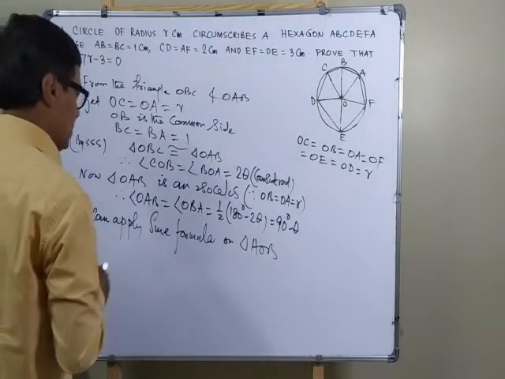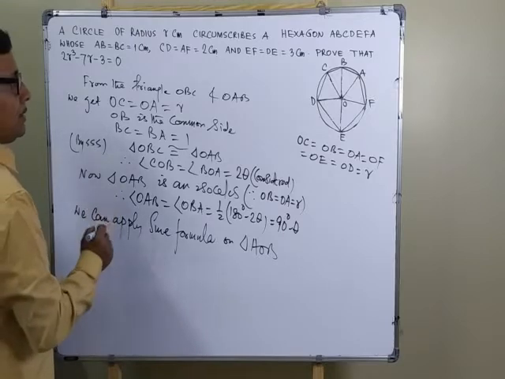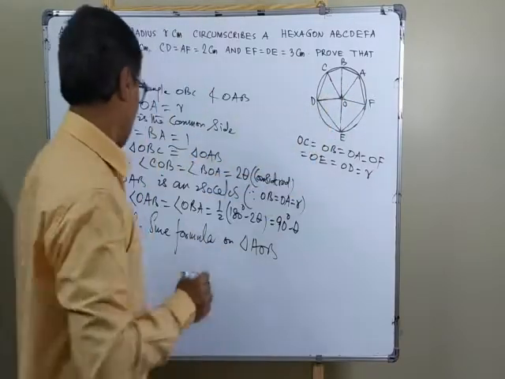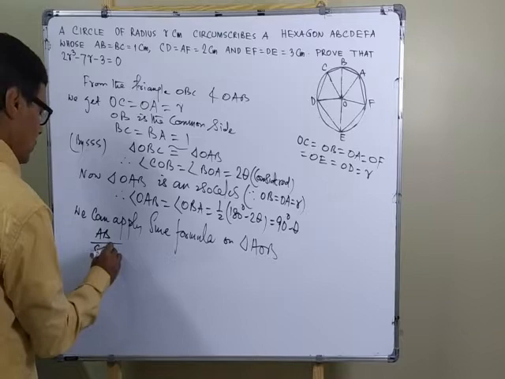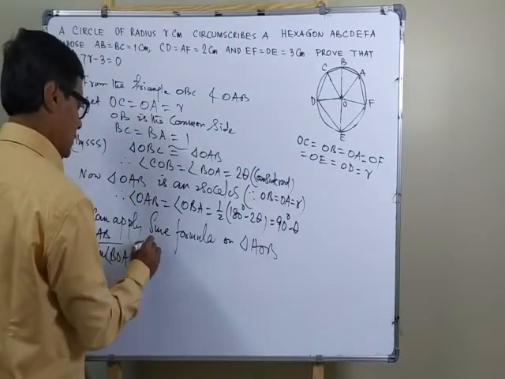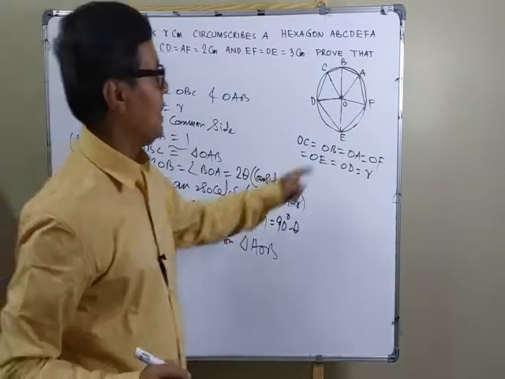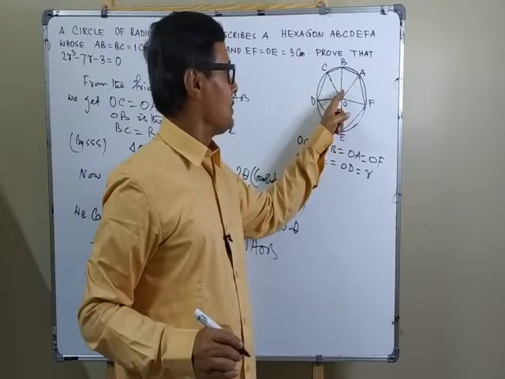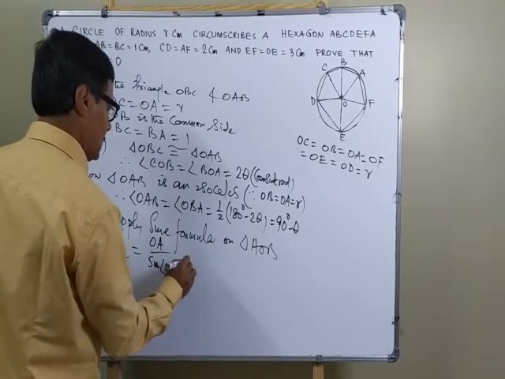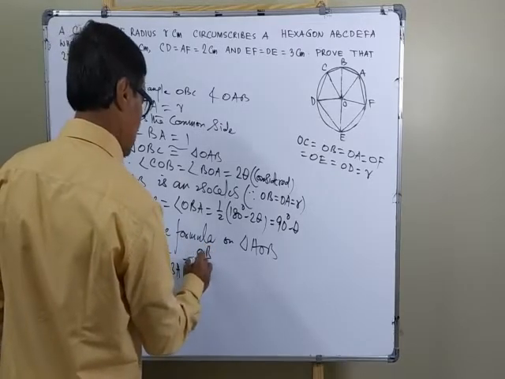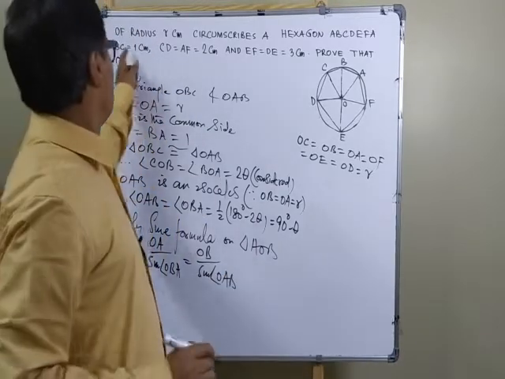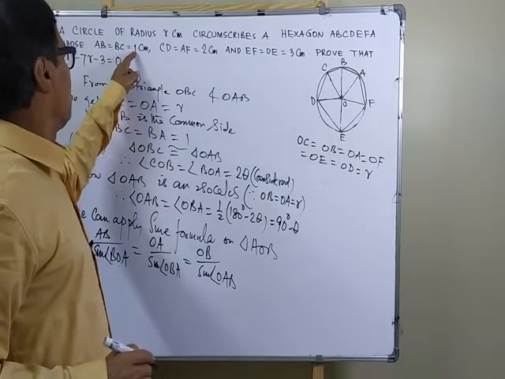So by this sine formula we can write AB over the sine of the opposite angle BOA is equal to OA over the sine of its opposite angle OBA, is equal to OB over sine of OAB. AB is given as 1 semi.